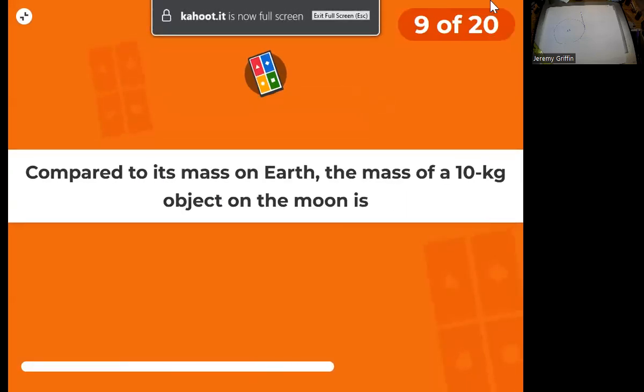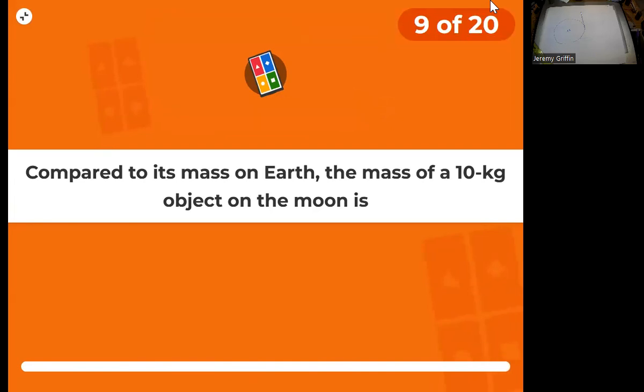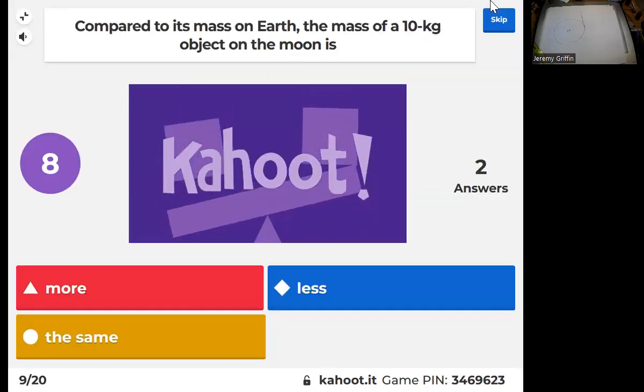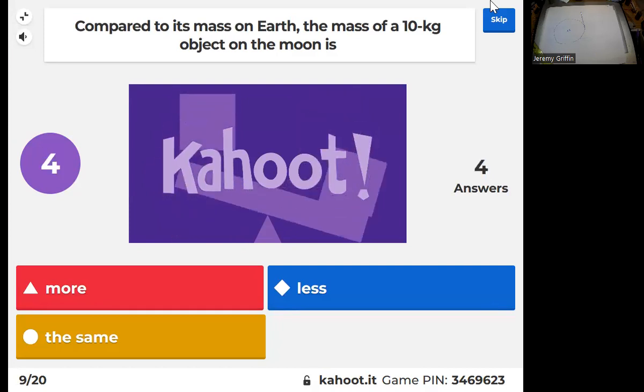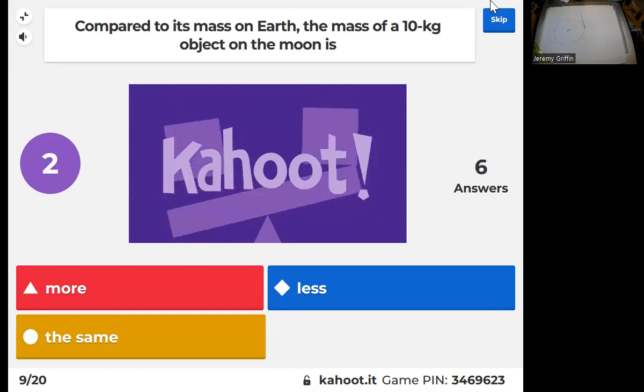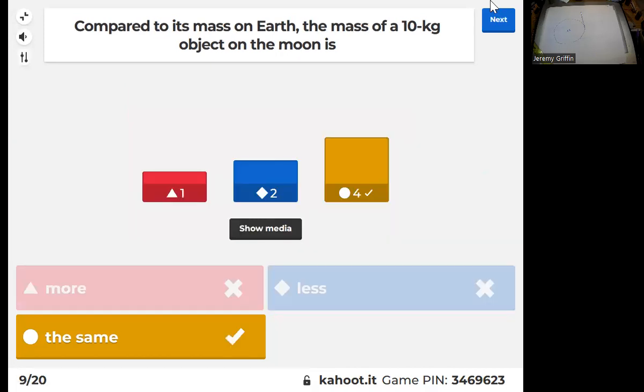Compared to its mass on Earth, the mass on the moon is what? There you go, the same. Yeah, same mass. Same mass. Right. Is there a question about that? Okay. So same mass, same inertia. Okay.